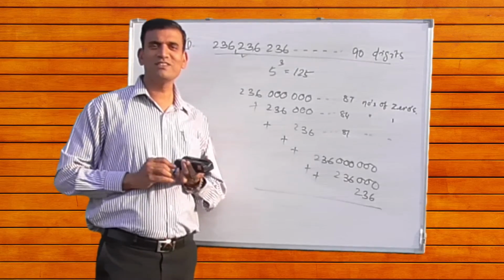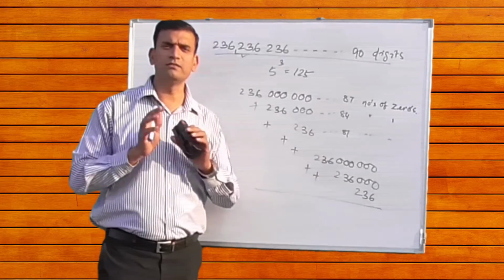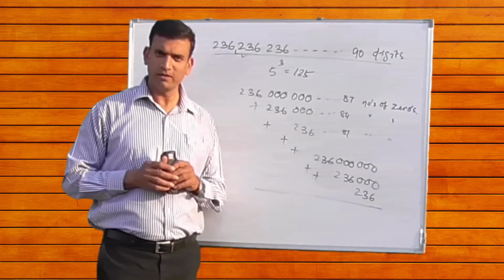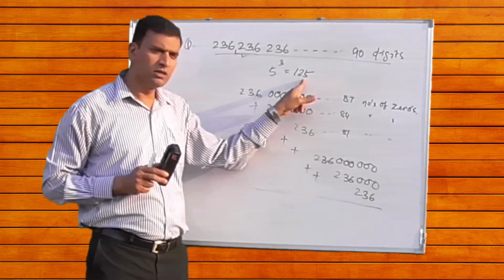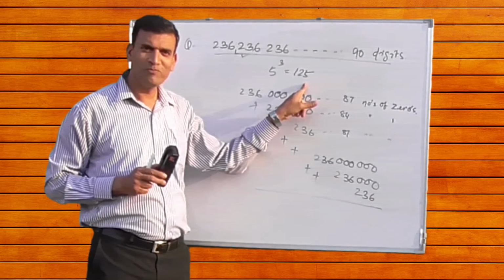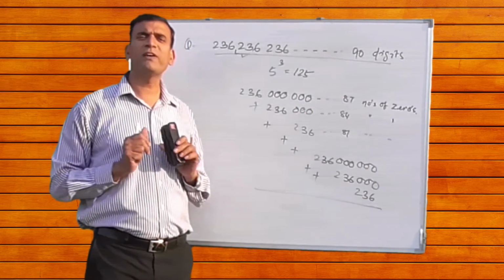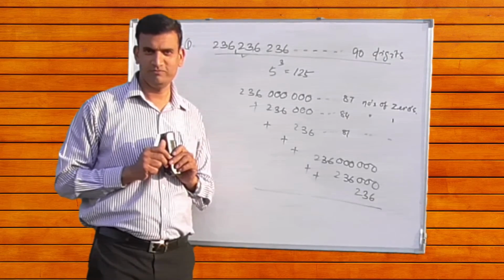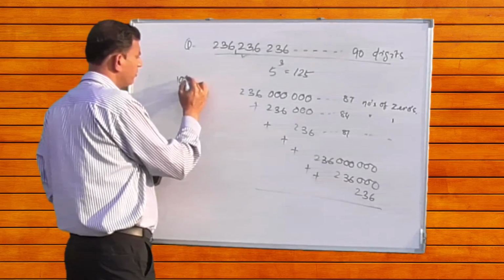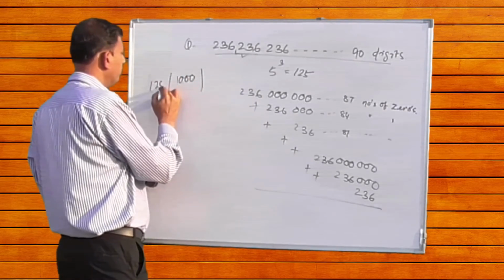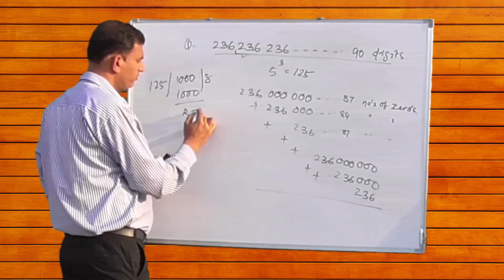Now, if you add all the values, finally you will get this: 236, 236, 236, repeated 30 times, a total of 90 digits. This whole part is divided by 125. 125 is a factor of 1000. 1000 divided by 125 gives remainder 0.